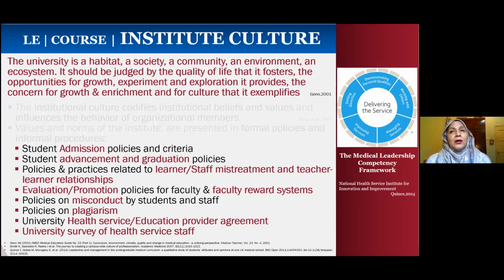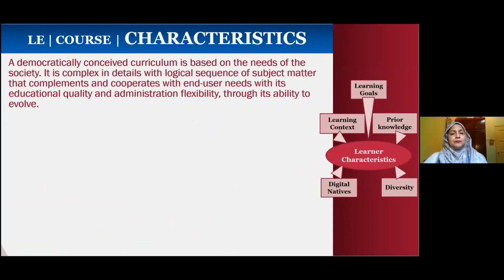So how are they doing, and what are their requirements and all that? It is very important that we are aware of their contributions and what their demand is. The characteristics of the course: a democratically conceived curriculum is based on the needs of the society. It is complex in detail, with a logical sequence of subject matter that complements and cooperates with end users' needs, with its educational quality and administration flexibility through its ability to evolve.